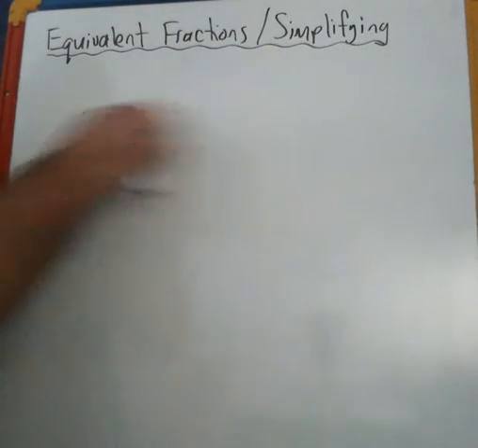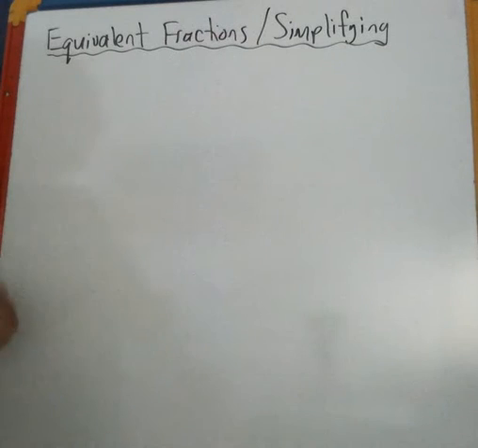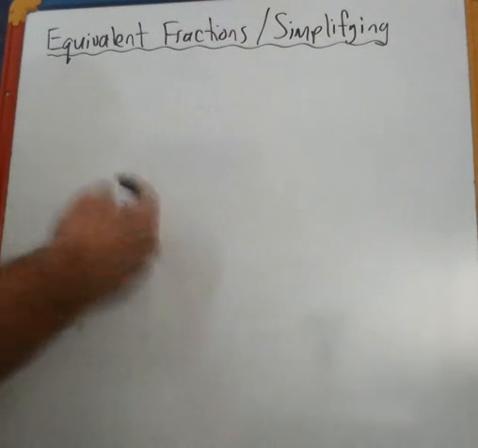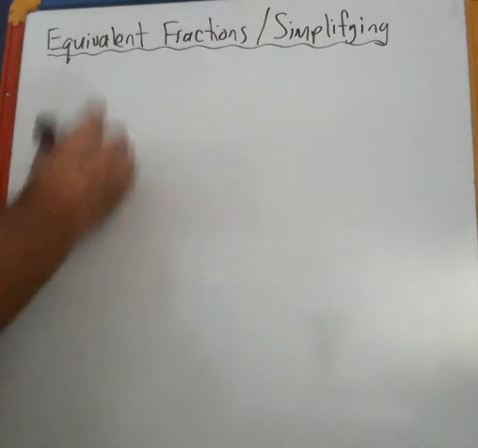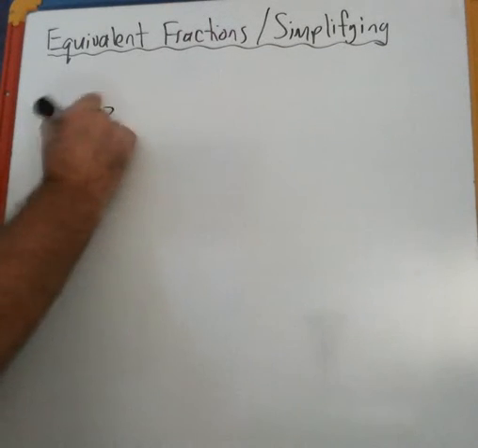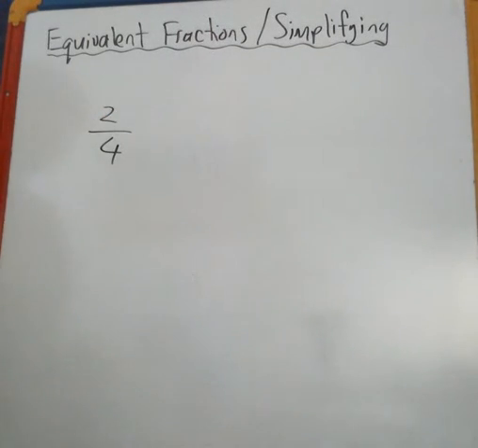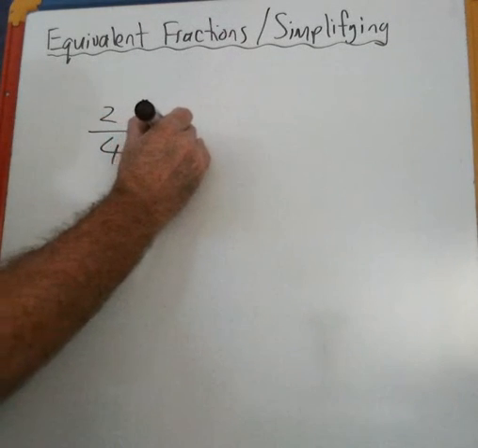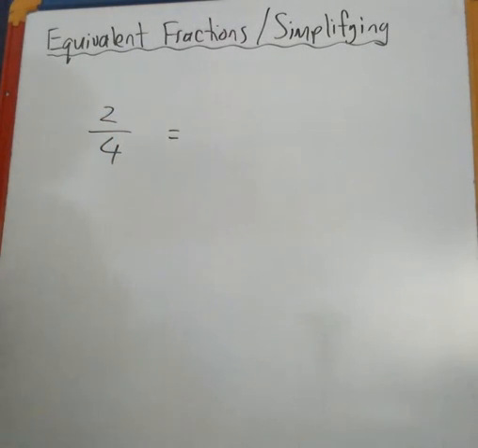Simplifying is exactly the same except in reverse, where we're making a fraction that's got bigger numbers into one that's got smaller numbers. So if we use the same example, if I was asked to simplify 2/4, I'd be looking to find the biggest number I could that goes into 2 and 4. Again, this is all about knowing your times tables. So the biggest number that goes into 2 and 4 is 2. This time we're dividing rather than multiplying.